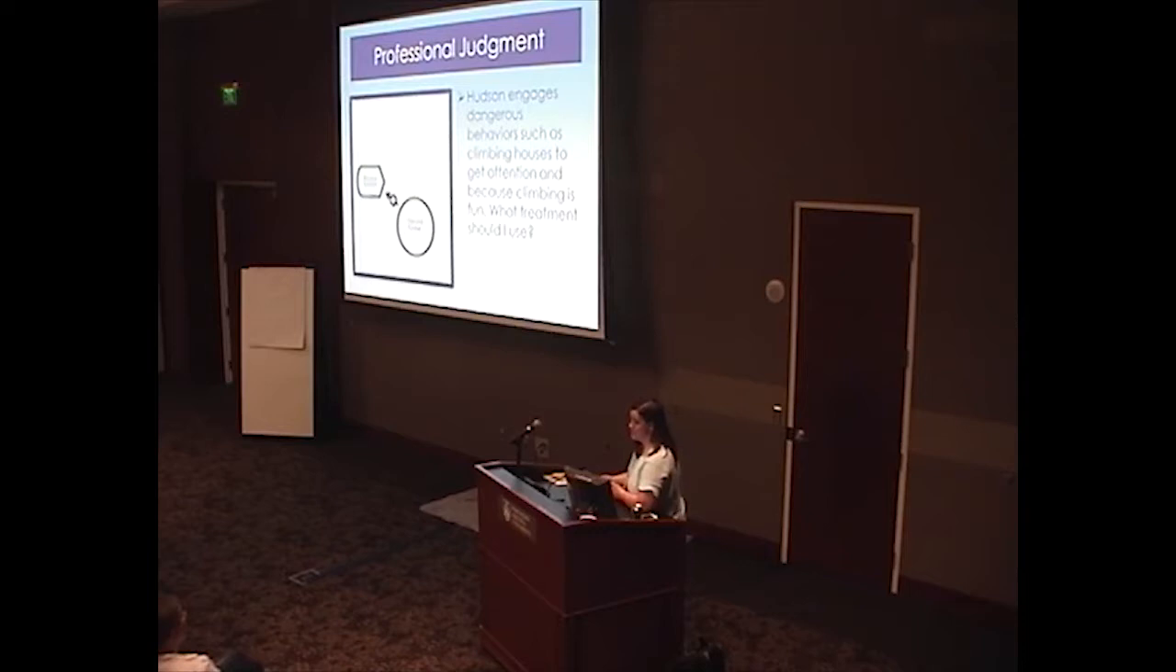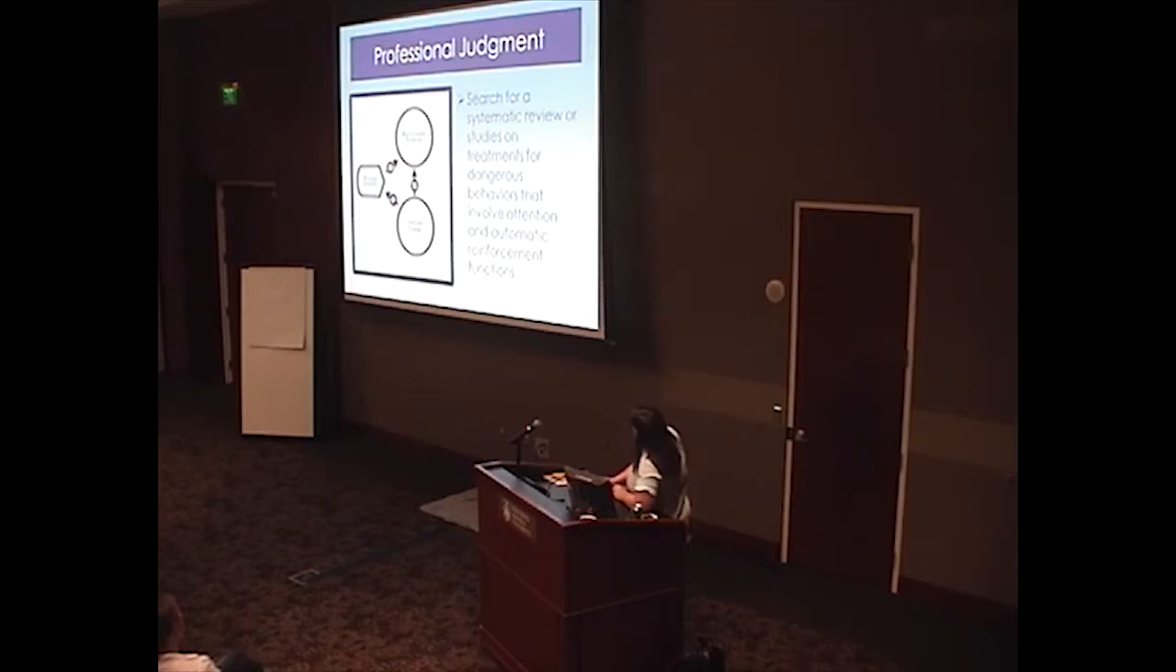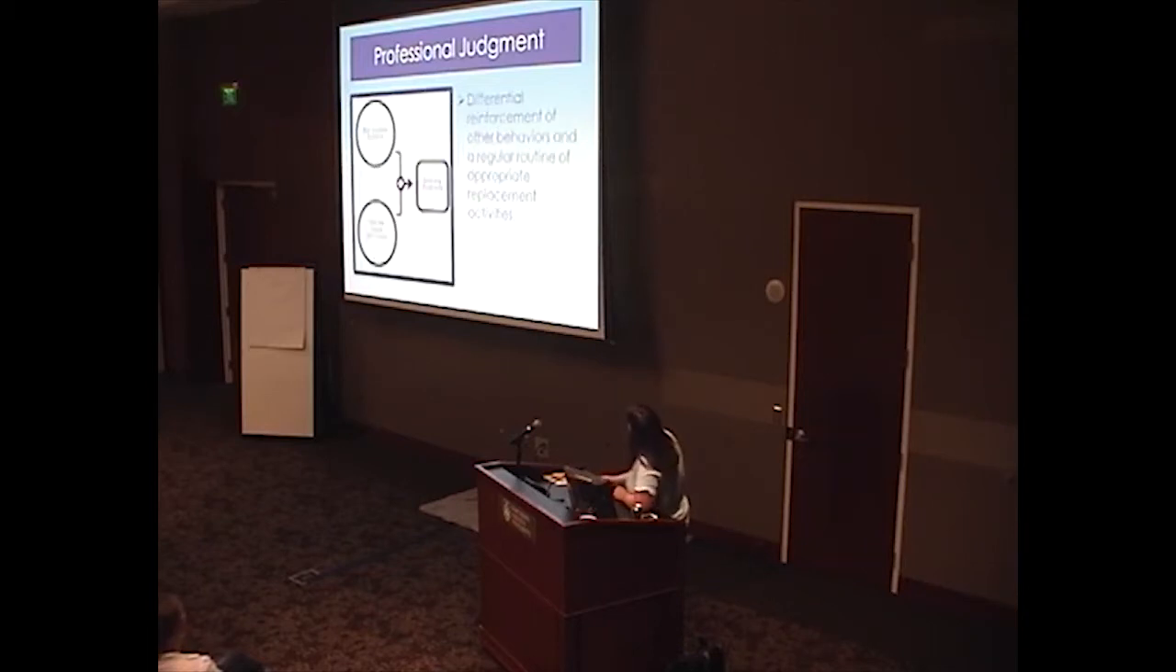Okay. So my point here is that I needed to use some professional judgment to determine what it was I wanted to do. What's my question? What do I want to find out? Here, I might search for a systematic review of some studies on treatments for dangerous behaviors. I might look for the research, but that requires some professional judgment. It kind of gets filtered through there. I'm like, okay, now I know what it is I'm going to look for. The function of his behavior is attention and automatic reinforcement because it's fun. Remember, running on the roof is fun, okay?